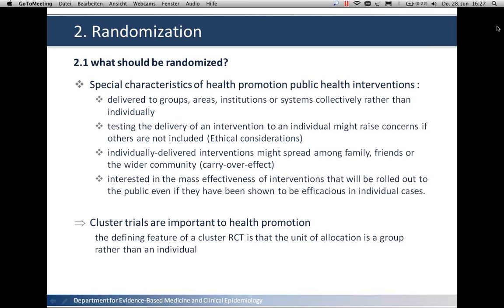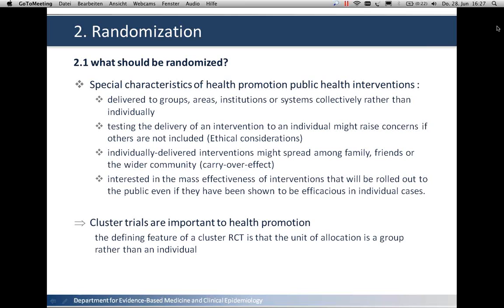Okay, let's go to randomization. Here's the question: what should be randomized? There are special characteristics of health promotion and public health interventions. Mostly they are delivered to groups, areas, institutions, or systems collectively rather than individually. For example, in schools, the intervention is delivered to the teacher and to the whole class.